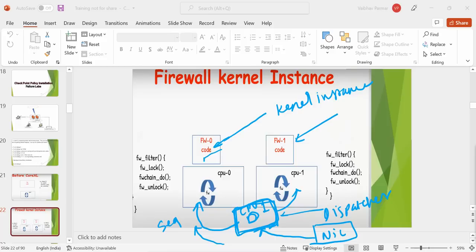Number one, each has its own memory and cache, and keeps the connection details in its connection table. So that intelligence is there with these kernel instances. Whichever packet is processed by a kernel instance, details like source IP, destination IP, source port, destination port and protocol are captured in it. Packets that match the stored details are processed fast.